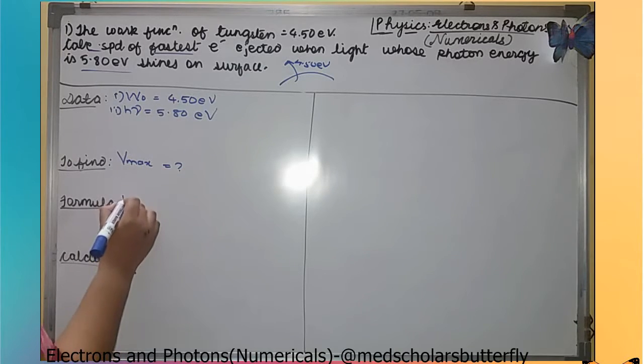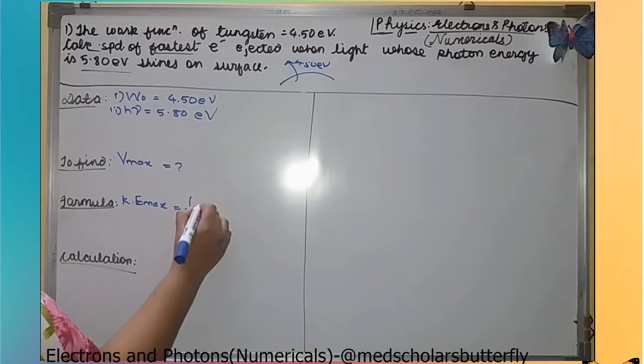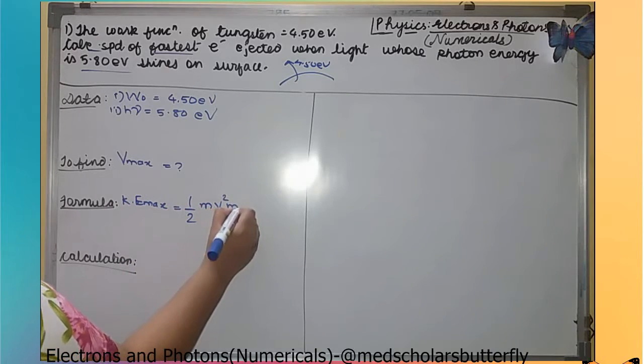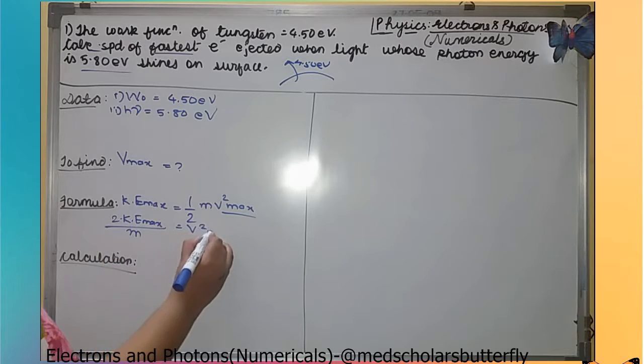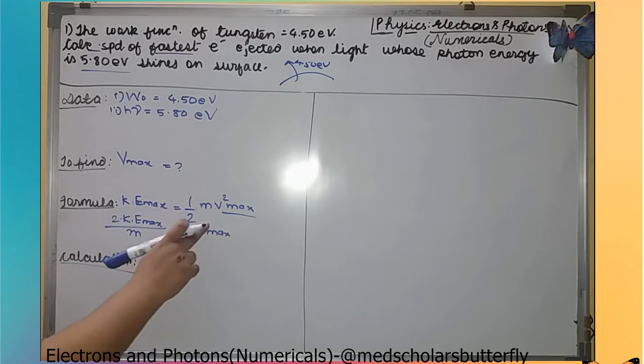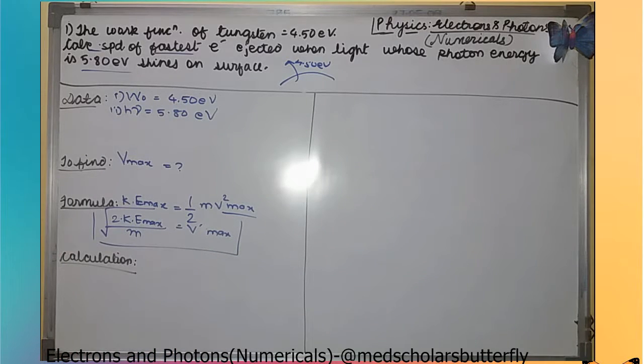What is the formula we will use? The relevant formula is kinetic energy, which has Vmax in it. We will transfer this here. It will become 2 kinetic energy max upon m equals v square max. So if we want Vmax, we will take the square root. So this becomes our main formula. So let us begin our calculation.